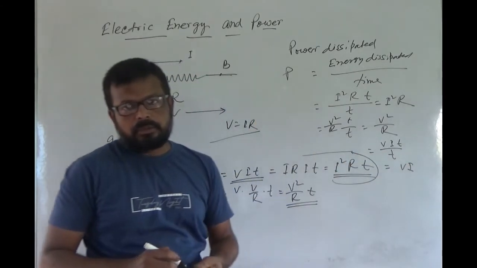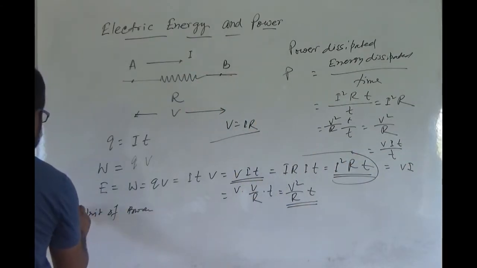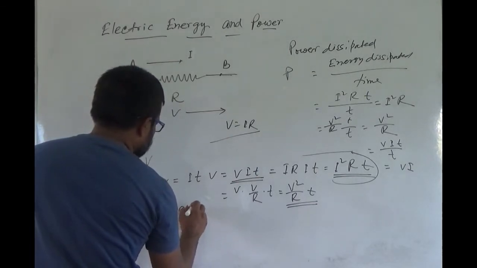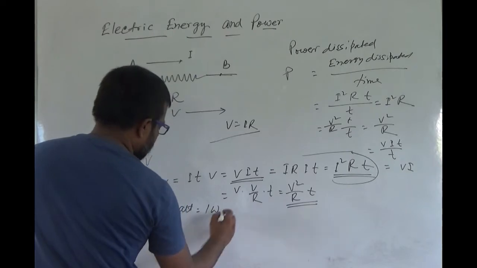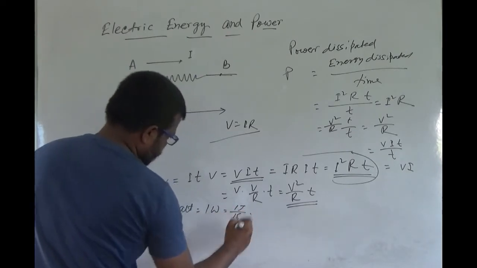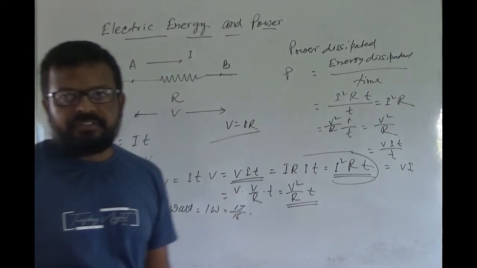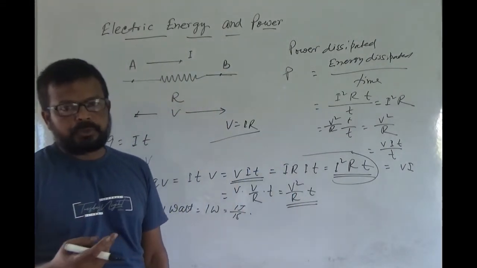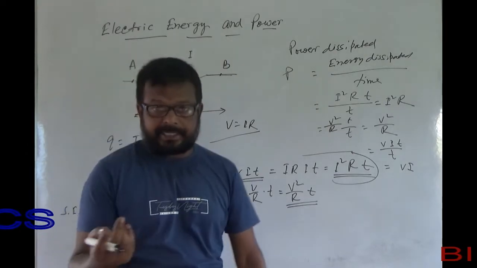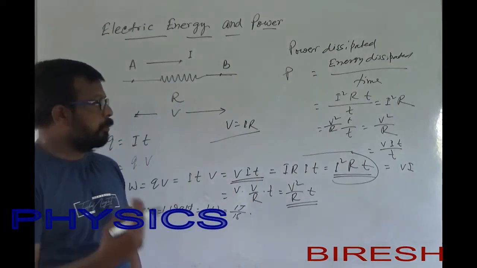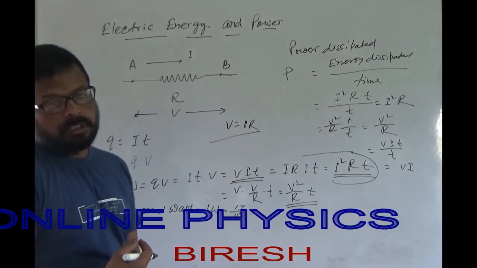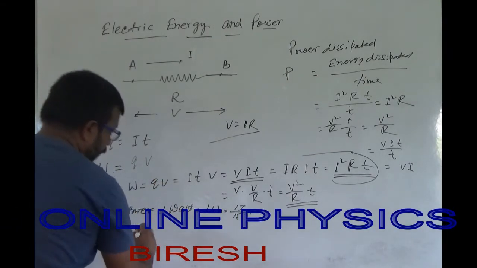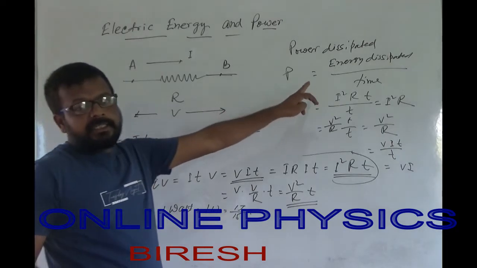to V into I. SI unit of power is watt, which is equal to 1 joule per second. That means if an electric device consumes 1 joule of energy in 1 second, then the power of the device is 1 watt.